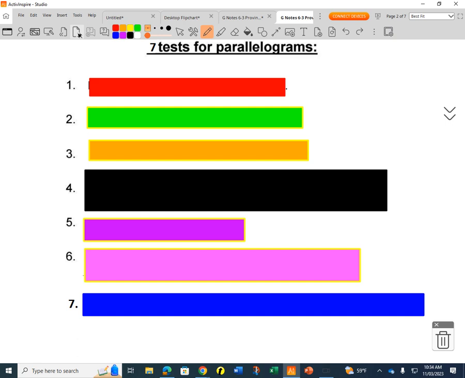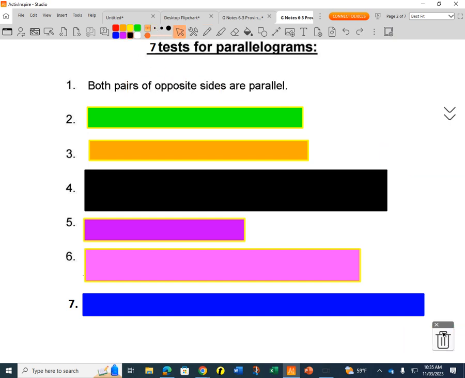What's the first thing we learned about the sides of a parallelogram? What do we know has to be true about the sides of a parallelogram? Hint, hint, it's in the name. Tyron? The opposite sides, both pairs of opposite sides must be parallel. So if they mark both pairs of sides parallel, then we know that it's a parallelogram. That's number 1. What else do we learn about the sides of a parallelogram? Kamara? Right. Both pairs of opposite sides are congruent.